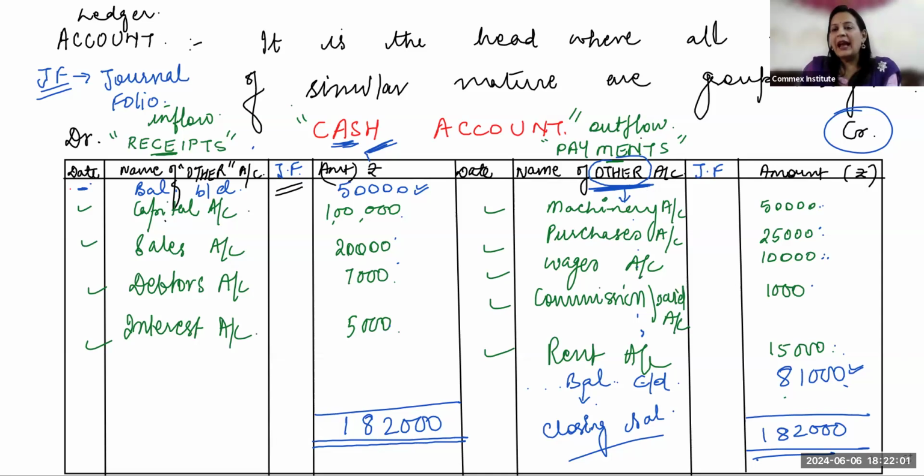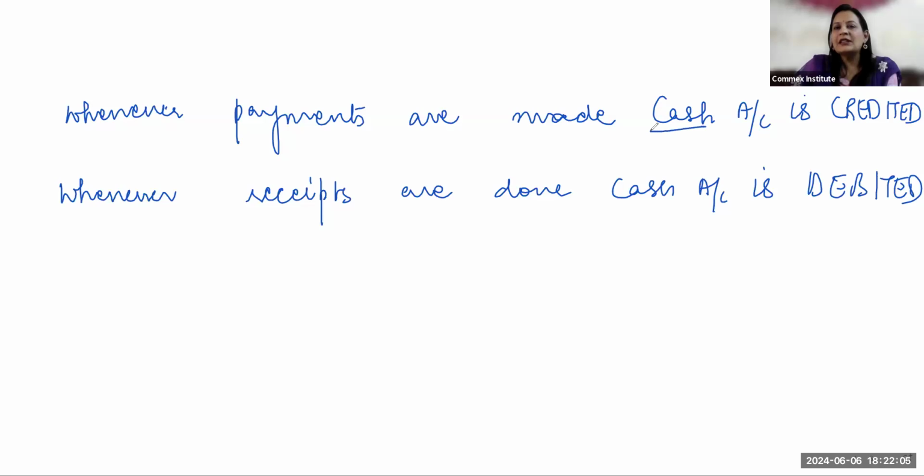So whenever my cash account gets, I can write it over here. Whenever my cash account is credited, this automatically implies one more thing. And that thing is that my other account, the other aspect of the transaction, when cash account is credited, this also implies that other account is debited.